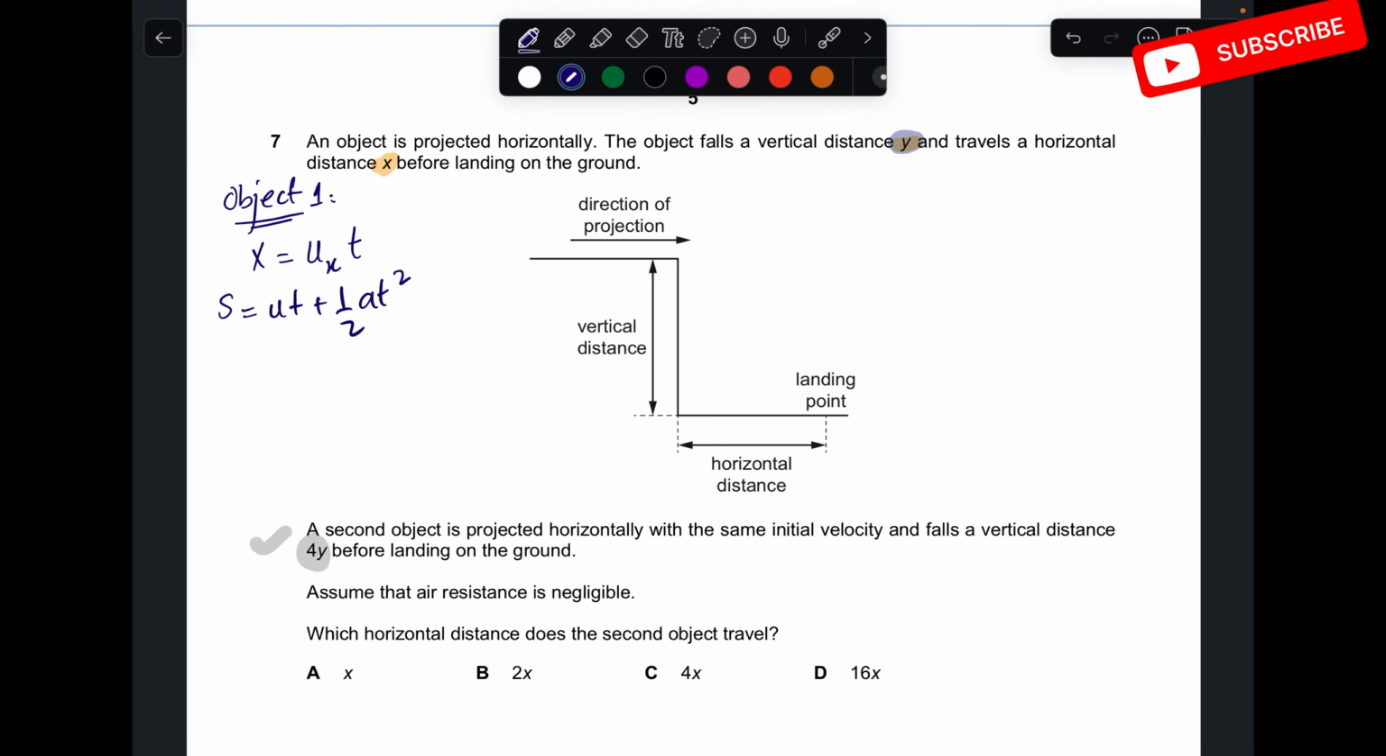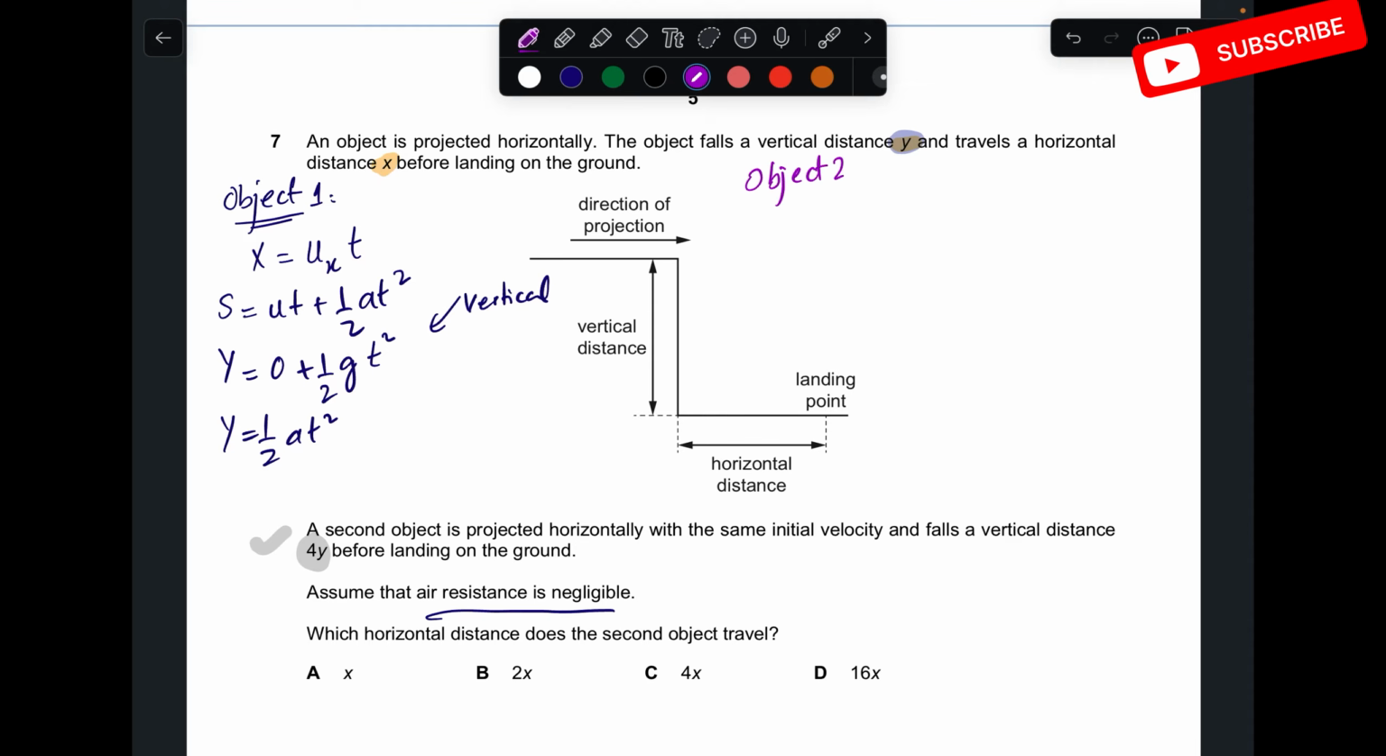Okay, so for the first object, this is y, and u is the vertical velocity, which is 0, since I'm talking about the vertical components. So 0 plus 1 by 2 a, where a is basically equal to g because air resistance is ignored, and t square. Okay, so I can say y is equal to 1 by 2 g t square. Okay, let's try for object 2, what we get.